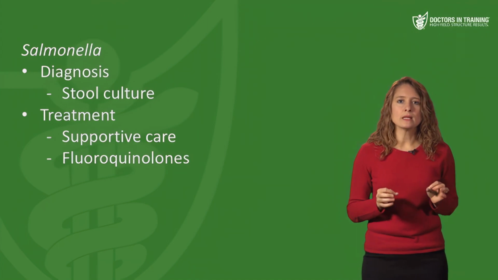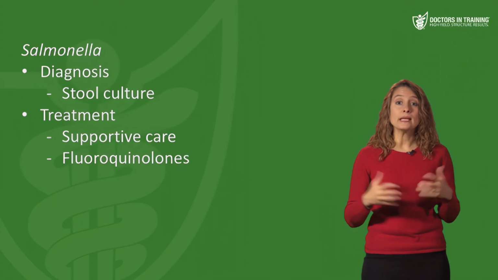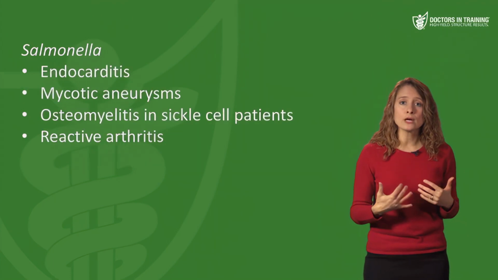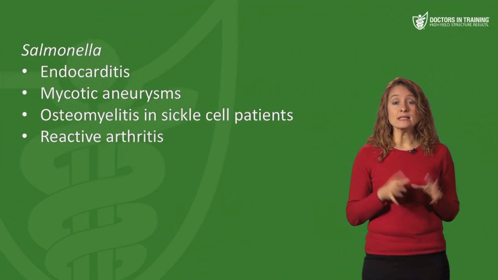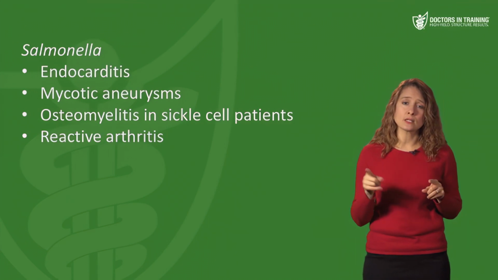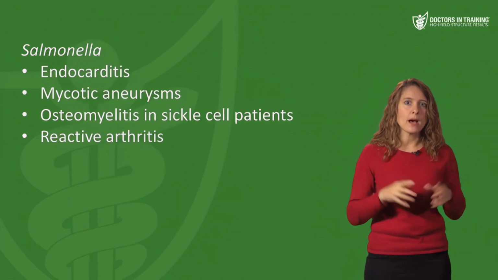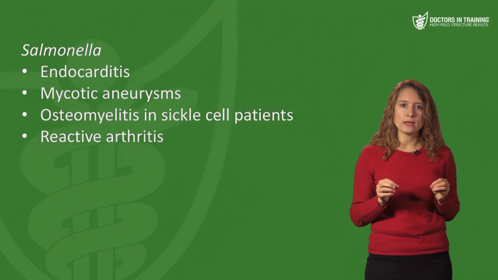Now, sometimes Salmonella gastroenteritis can get complicated. For example, sometimes Salmonella can spread hematogenously and cause endocarditis and mycotic aneurysms. It can also cause osteomyelitis in sickle cell patients. So if you get a question about osteomyelitis in a sickle cell patient, Salmonella needs to pop into your brain. The other association you might want to remember is reactive arthritis.